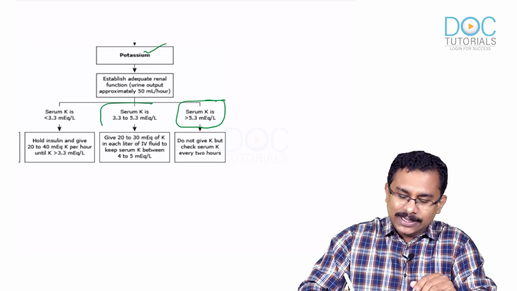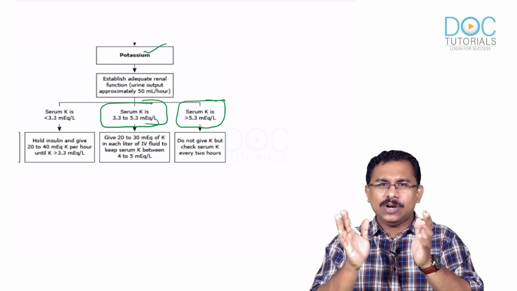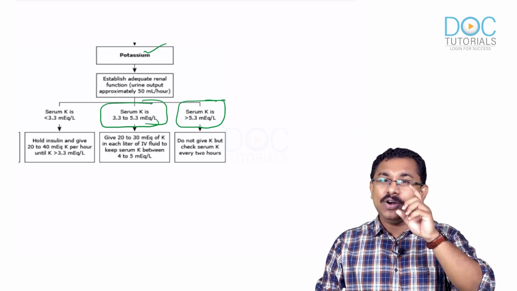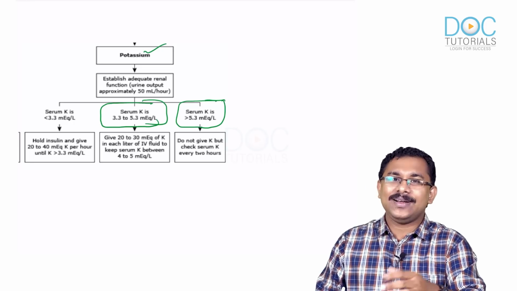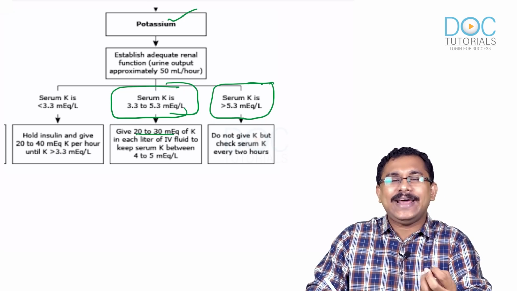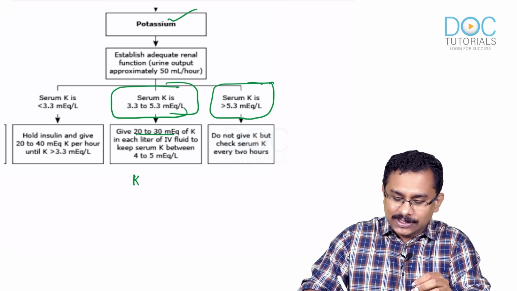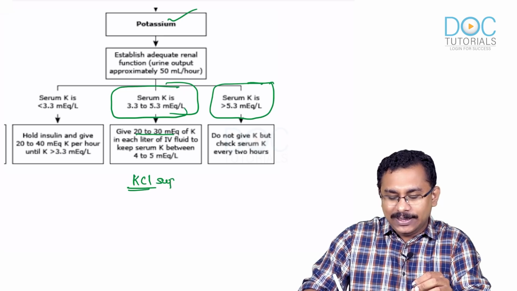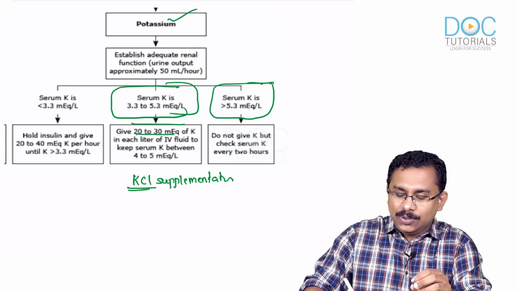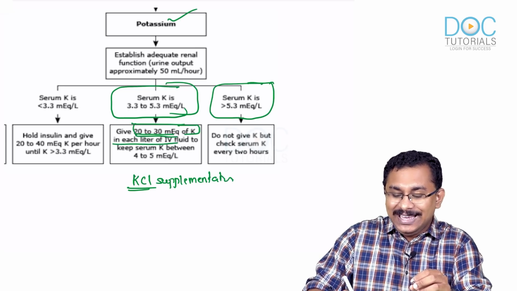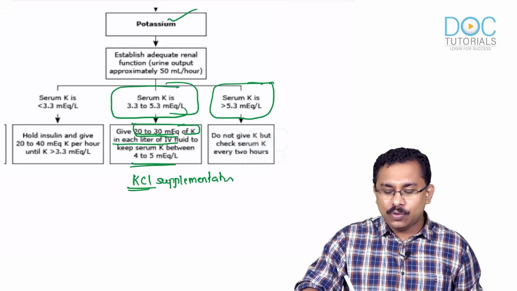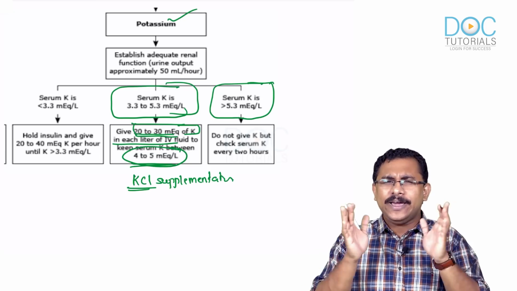But if the value is 3.3 to 5.3, it's almost in the normal range. But remember, you are continuously giving insulin. So there is always a chance that the patient can go for a hypokalemia. So in that case, it is advised that you can actually give some potassium supplementation, your KCl supplementation. You are giving around 20 to 30 milliequivalents of potassium in each liter of IV fluid, and your target is to maintain the potassium level in the 4 to 5 range. Now this is very, very important.